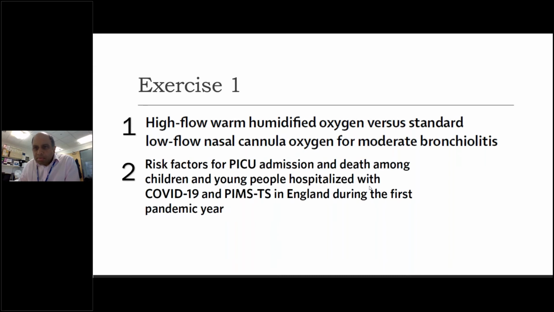Got a couple of no's. And the reason it's a no is because there's no comparator. So this is more a descriptor. The question here is, what are the risk factors for PICU admission and death among children with COVID and PIMS-TS? They're not asking for a comparison between, say, PICU admission rates for patients with COVID versus non-COVID. Even that might be a comparative question, but we're not really seeing that here.